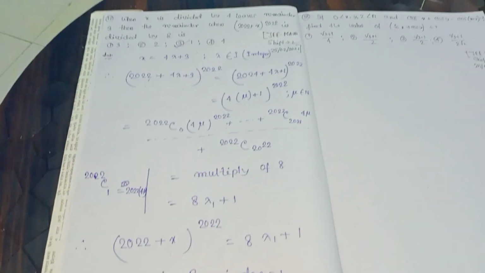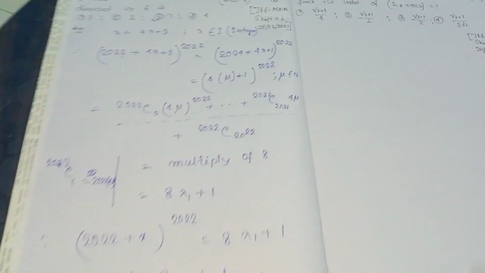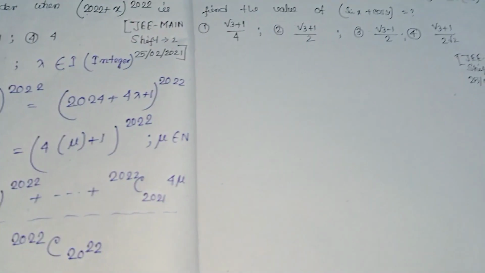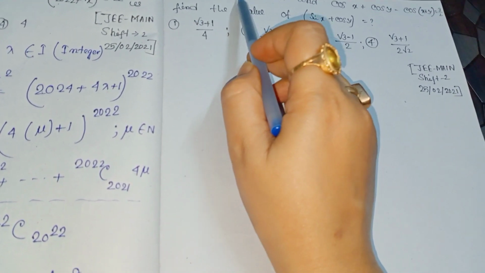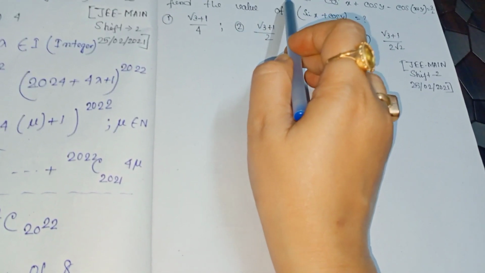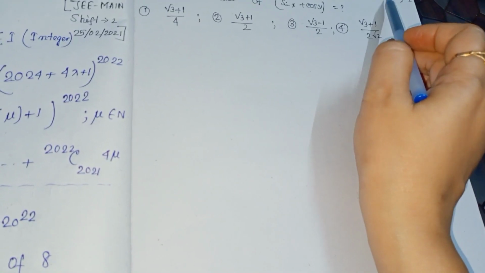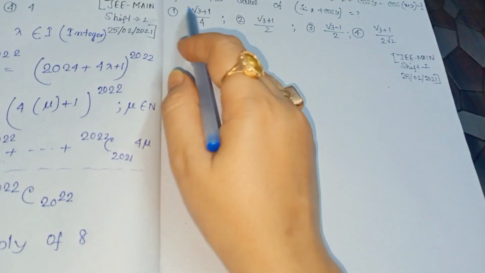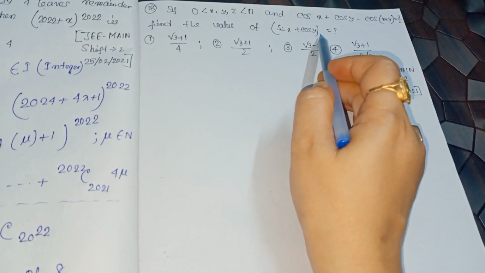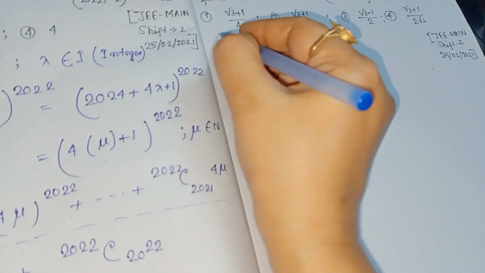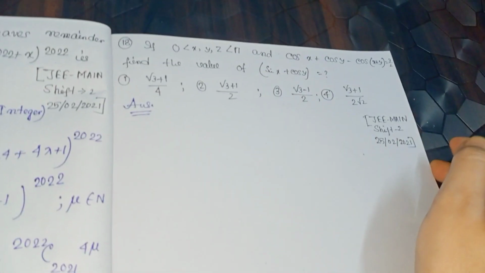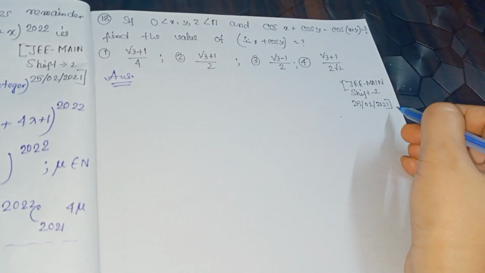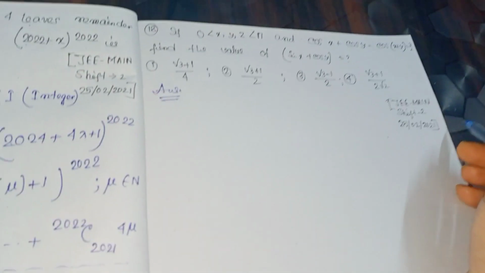So here is the whole solution of question 17. Now moving to question 18. Question 18 tells us, if 0 less than x, y, z less than pi and cos x plus cos y minus cos(x plus y) is equal to 3 by 2, then find the value of sin x plus cos y. It is a question in trigonometry, and it is also a memory based question, from 25th February 2021, shift 2.